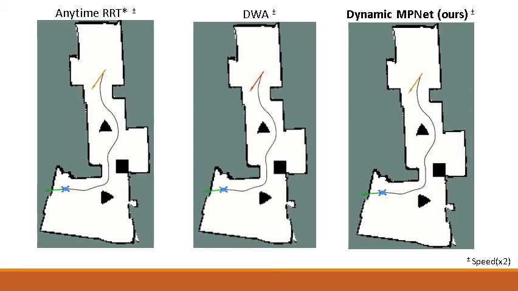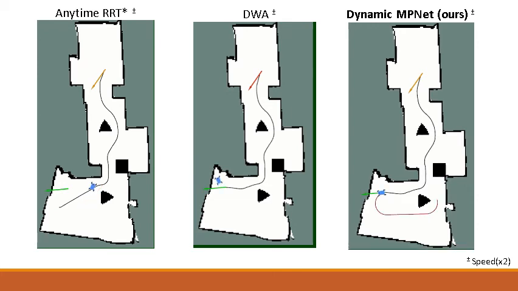Here we look at the performance of the three algorithms on the same planning problem to get an understanding of why dynamic MPNet performs better. Anytime RRT star algorithm is able to generate plans, but as soon as it reaches areas with a lot of obstacles, it's not able to generate plans fast enough. The DWA generates plans but gets stuck in a local minimum. Dynamic MPNet is able to leverage the randomness of RRT star, but at the same time sample points more efficiently to generate kinematically feasible paths.